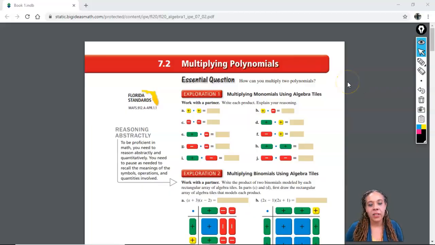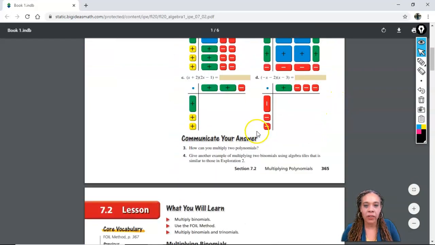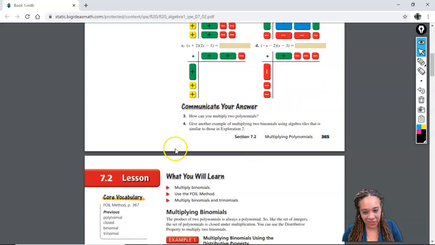We'll be working together in the work packet. Okay, so let's get started. We are in this section 7.2, as I mentioned. So the first page that you have in your work packet, or if you're following along in the book, is page 365. So that page, skip it. We're not doing that page, okay?